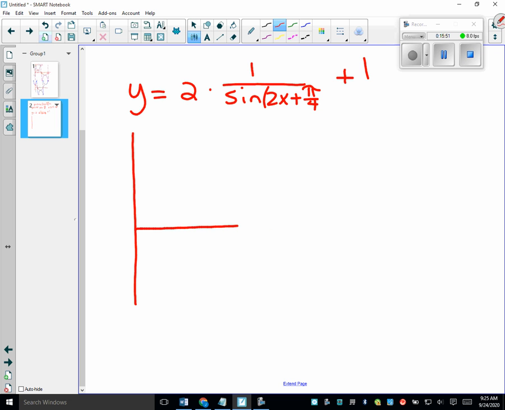So, we have to draw our graph. Didn't we do the scale to be pi over 8? Remember, you want your graph the same as your calculator, right? This is pi over 8.